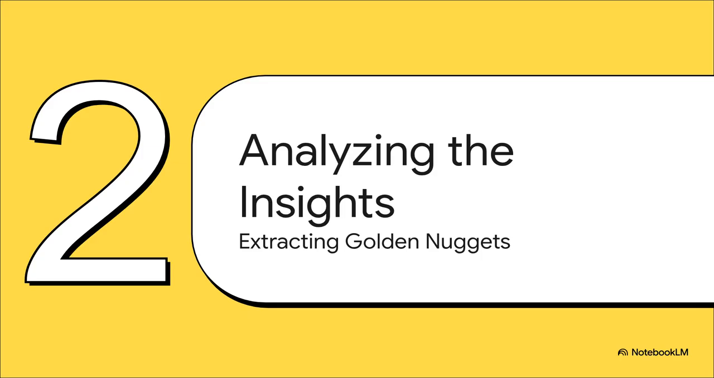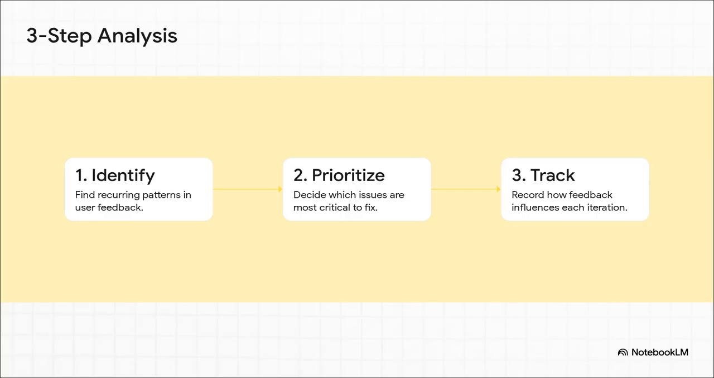Okay, so once we have all our feedback neatly documented, we can finally move on to the really fun part, analyzing the insights. This is where we stop being data collectors and start becoming gold miners, digging for those golden nuggets of information. And we can do this using a really simple but incredibly powerful three-step framework. First, we'll identify the patterns. Then we'll prioritize the changes we need to make. And finally, we'll track our progress over time. See? It's not magic, it's a method.